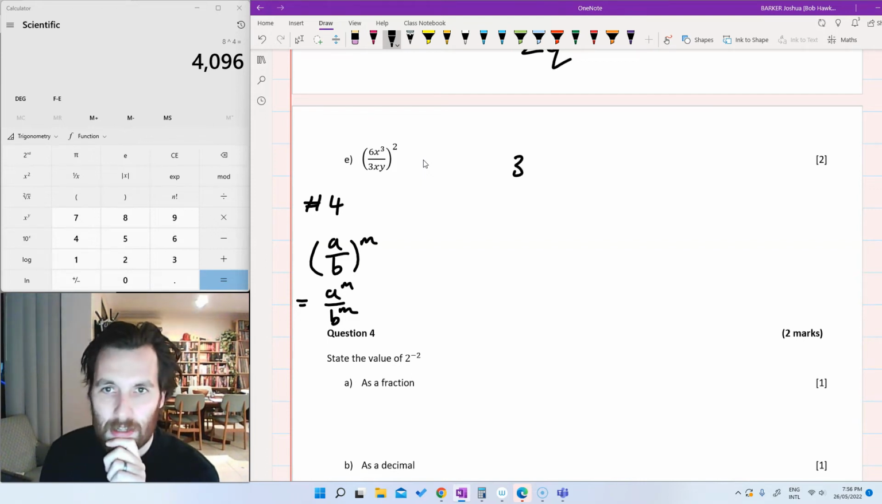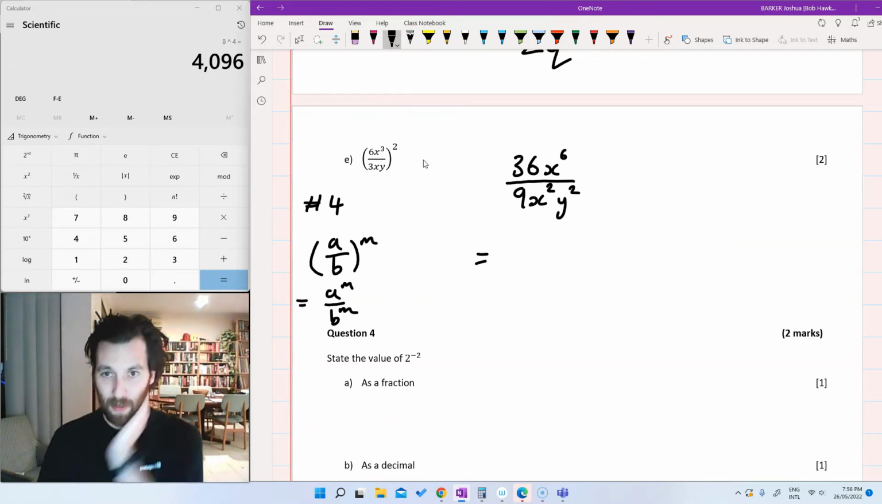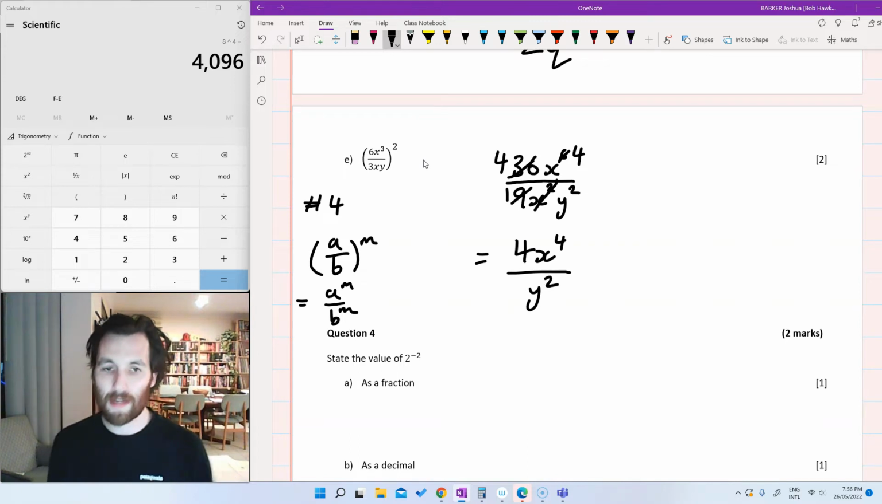So I'll start off with this one. 6 squared is 36. X to the power 3 times 2 is x to the power 6. And that's over 3 squared, which is 9. And then x will become squared because 1 times 2 is 2. And then same thing for y as well. And now I can have a little bit of a cancel party. 36 divided by 9 is 4. So that cancels to 4. X to the power 6 divided by x to the power 2 gives me x to the power 4. And I'm left with y to the power 2 in the denominator.